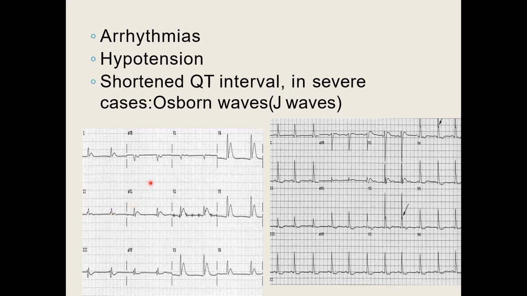Here you can see there may be arrhythmia. There is a short QT interval, and we get the Osborn waves, the J waves, at the junction of the QRS and the T waves. The J waves are not pathognomonic of hypercalcemia.